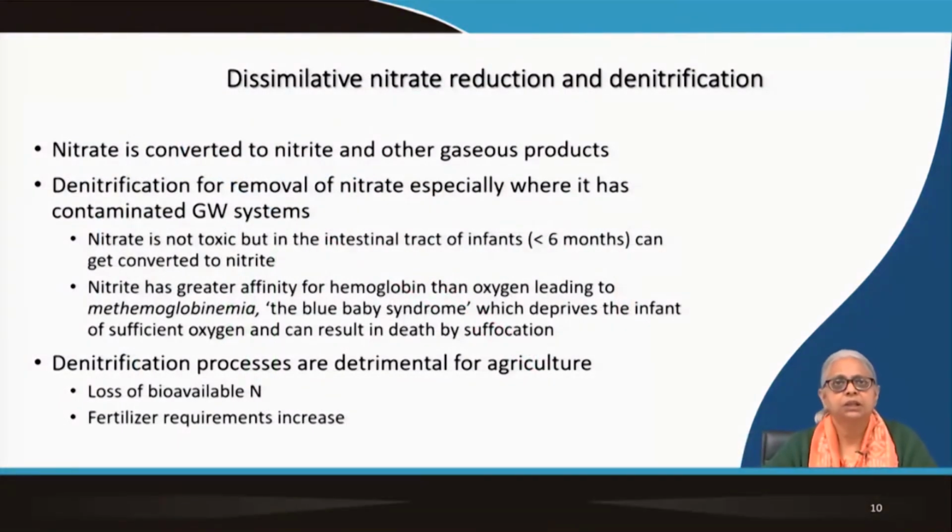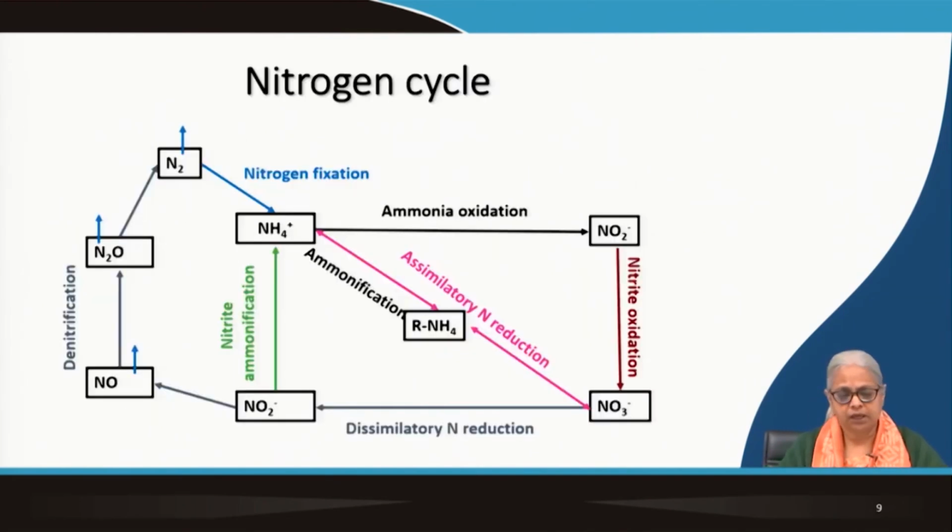So let's come to dissimilatory nitrate reduction and denitrification. In this particular process, nitrate is being converted to nitrite and other gaseous products. So that is what I have shown over here. So here we have the nitrogen cycle in terms of different oxidation states of nitrogen. So we have ammonia. It can be oxidized in the presence of oxygen to nitrite and nitrate. All these forms are considered bioavailable forms of nitrogen, and these bioavailable forms can be taken up into the organic biomass, and this is what we call assimilatory nitrogen reduction.